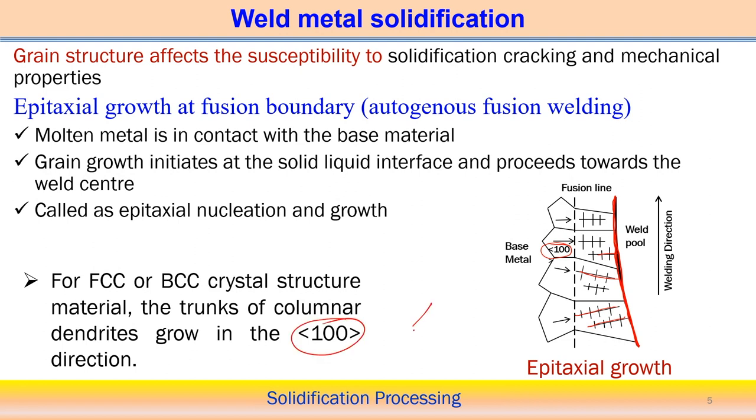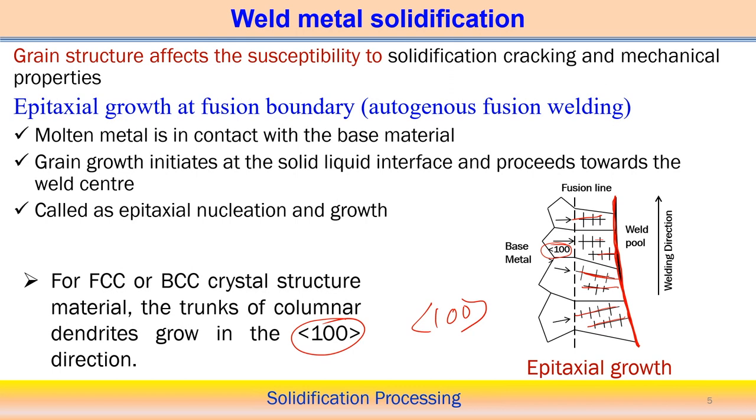Along the 100 direction, the growth usually tries to proceed in one particular direction until there is some other mechanism that interrupts the growth of the columnar structure. Once the molten metal is in contact with the base metal, in this case the base metal and the molten metal are the same, but there is a boundary between the liquid molten metal and the solid base metal. When the molten metal contacts the solid base metal, growth initiates at the solid liquid interface, or solid liquid boundary, and proceeds towards the weld center. So, starting from the boundary, it moves toward the weld center.